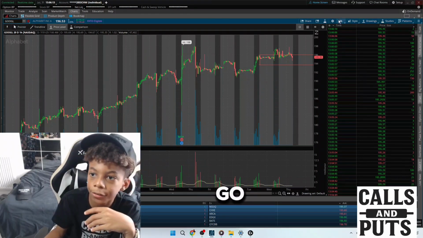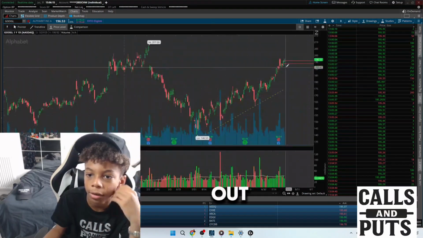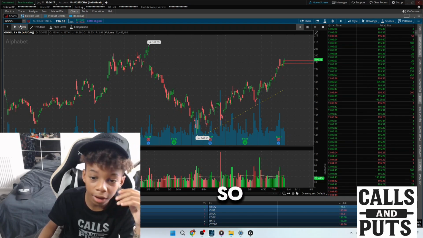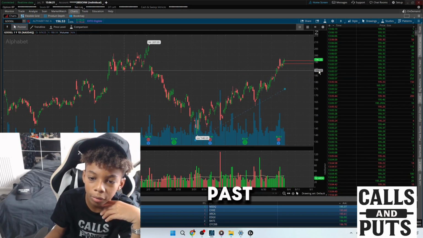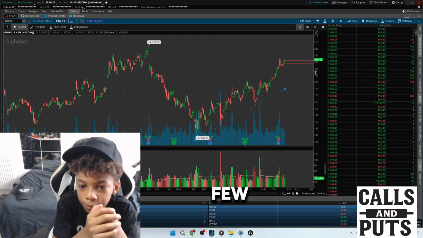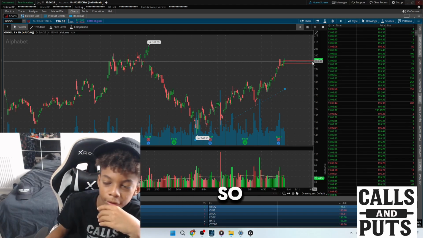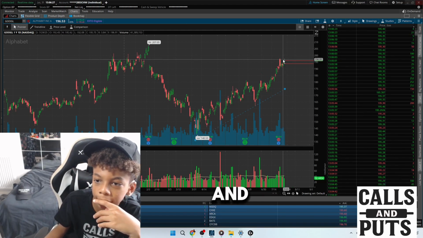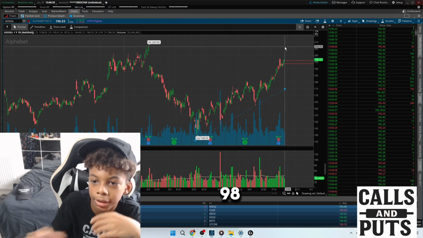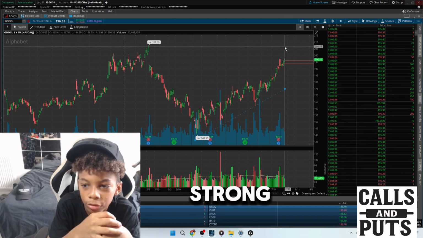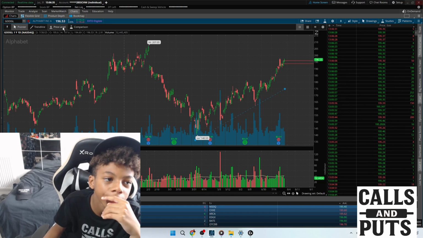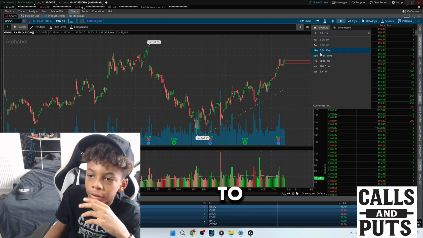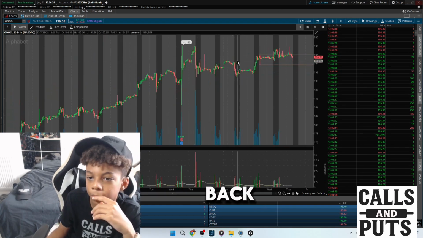Firstly, I'll go to a higher time frame and chart out what I'm seeing here. I see that price has been in a big uptrend for the past, I don't know, few months, right? I have a low of 140 and a high of 198. So price has been in a strong uptrend and is looking to continue to soar higher. Hence, I'm not going to look at the downside. Sorry, go back to 1 hour.